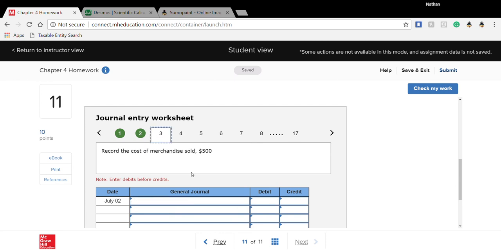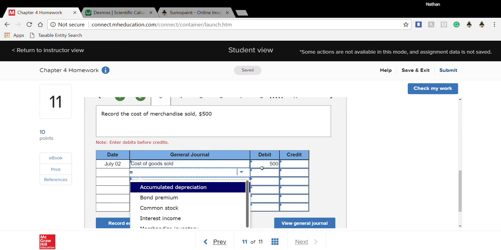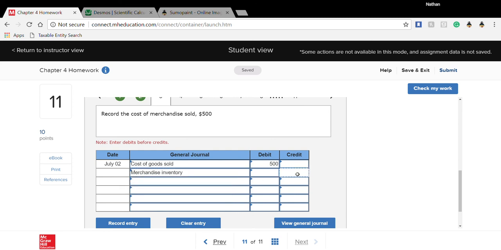Now we have to record our cost. So again, cost is first we record our expense account, cost of goods sold, 500. And then our second account, of course, is losing the inventory. So merchandise inventory, 500. Okay.